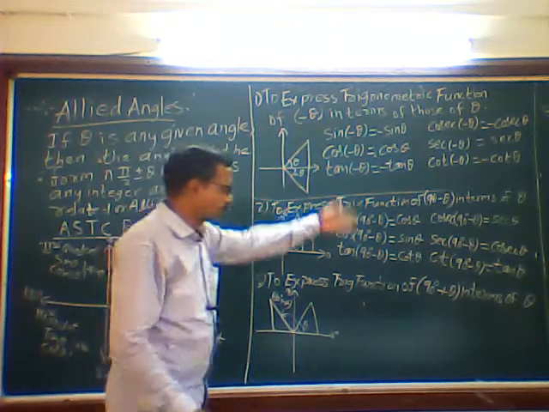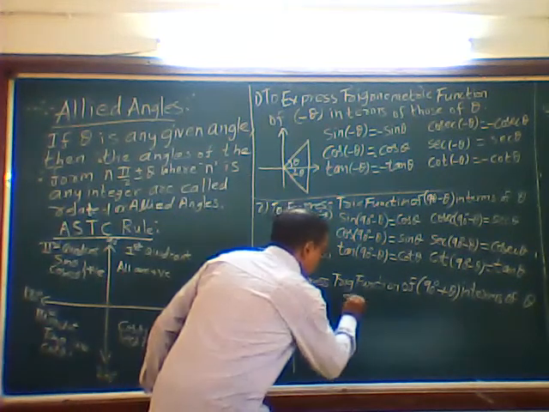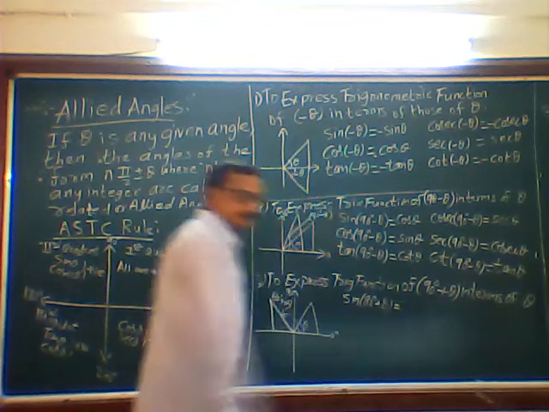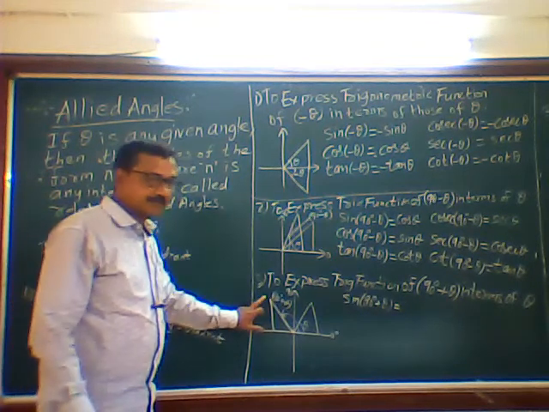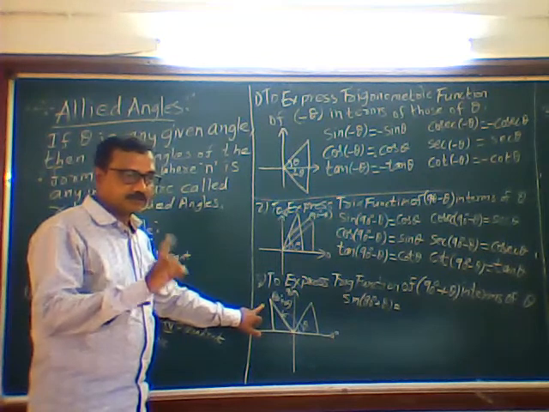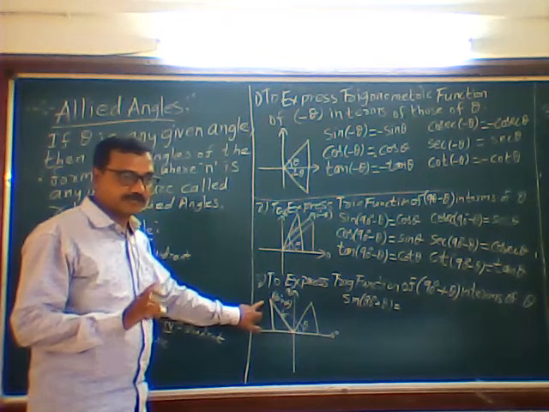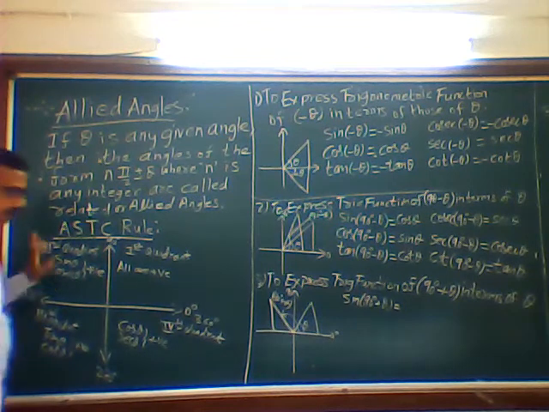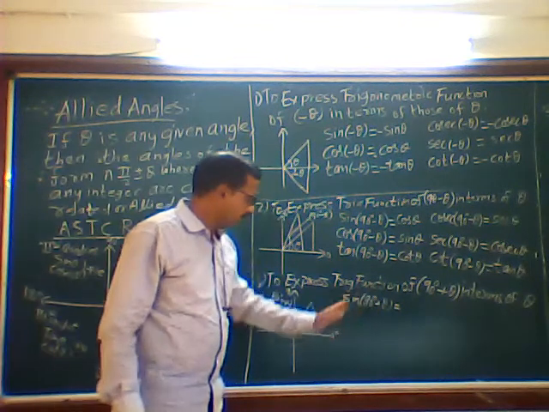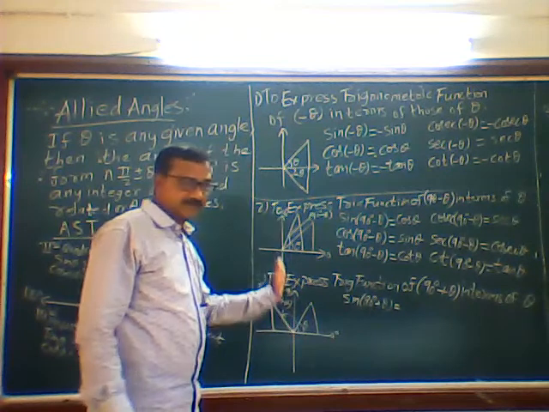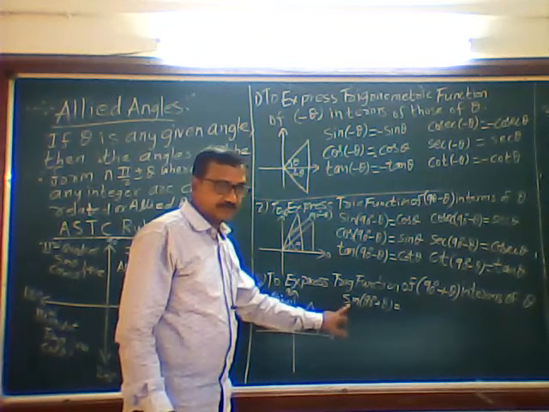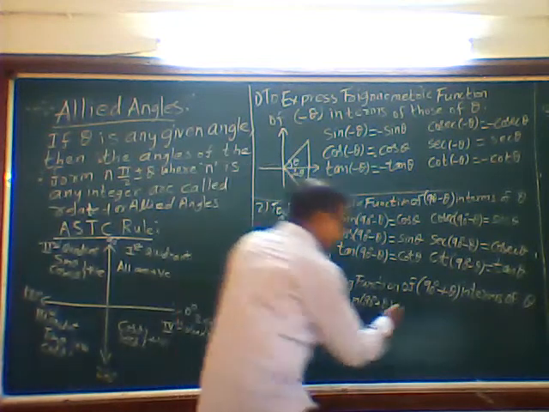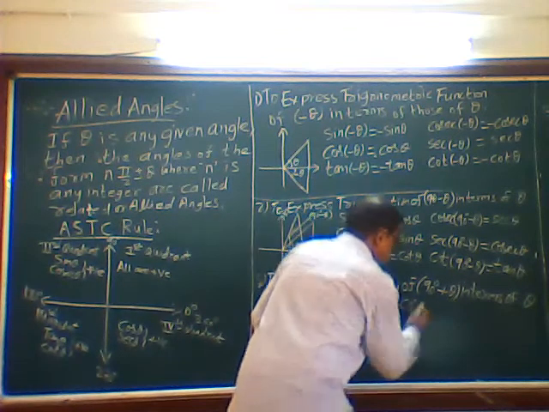Now one by one I will write. See here how it changes. 90 plus theta. First question is what? You have to ask yourself in which quadrant it is lying. Second quadrant. Second quadrant sign is positive, so plus. Again, the angle is lying on the y-axis, so the original trigonometric sign will change to its co-ratio. Sine will become cos.